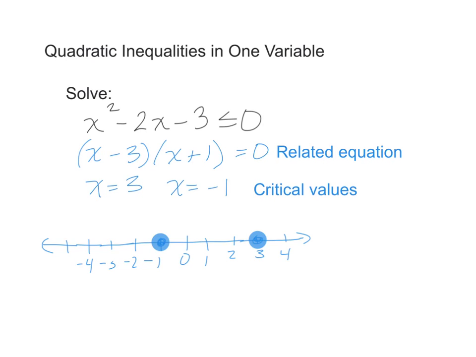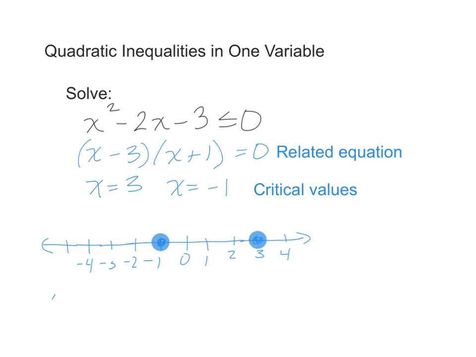So I'm going to verify. I'm going to test. So I'm going to pick a number in each region and test it in the original inequality. I'm not going to pick the critical values. They're going to come out to equal 0. Which one do you want to pick? 0. Pick 0 in the middle. I always like to pick 0 because it's easy, right?